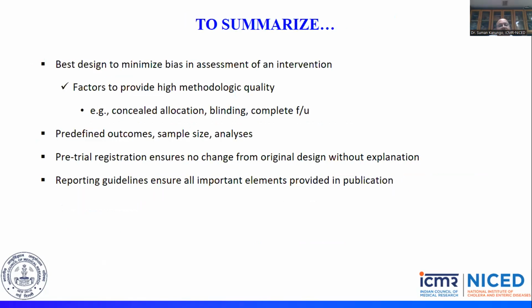So just to summarize, the RCT or experimental design is the base design to minimize bias in assessment of an intervention. The factors that provide high methodological quality are concealed allocation, blinding, complete follow-up, and predefined outcomes. Sample size has to be properly taken care of, and analysis has to be predefined and pre-reported. Pre-trial registration ensures no change of the original design without explanation, and reporting guidelines ensure all important elements are provided in the publication.